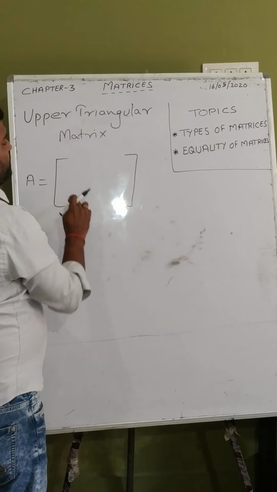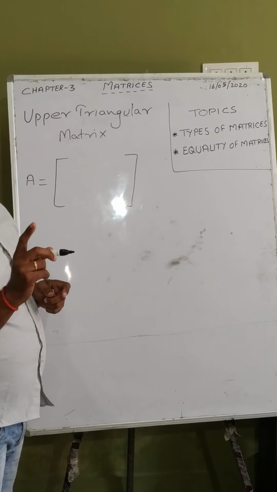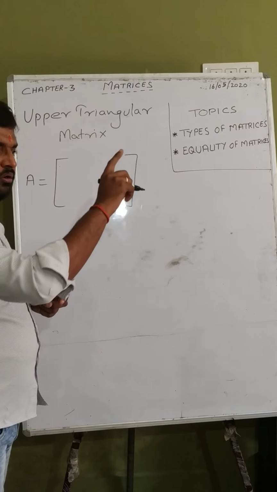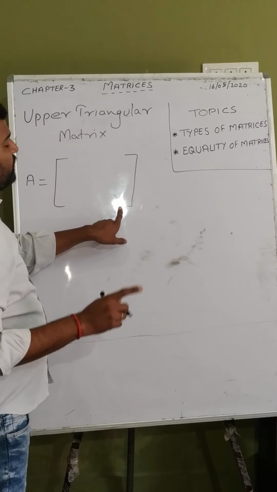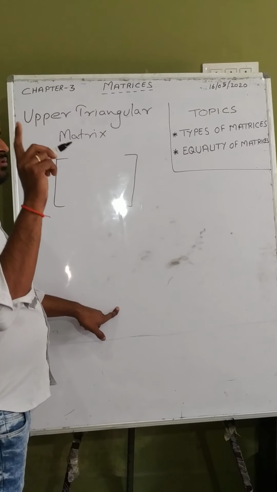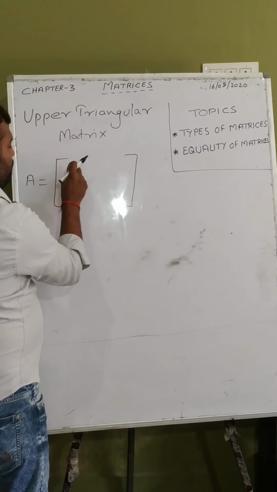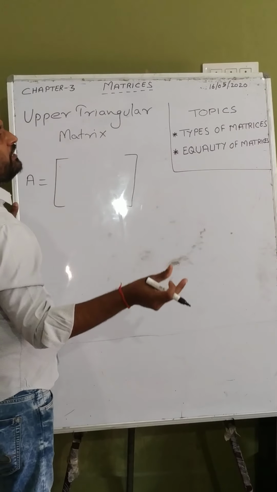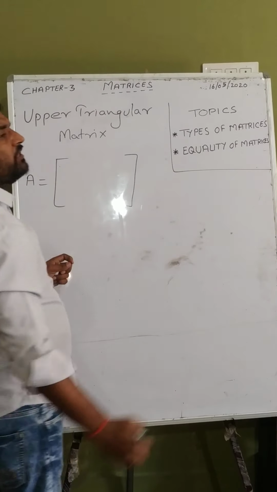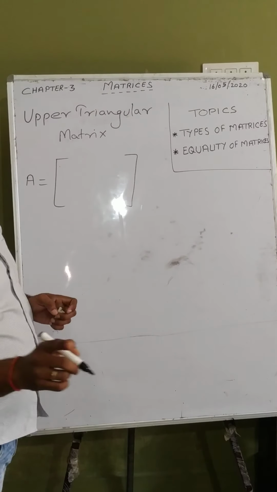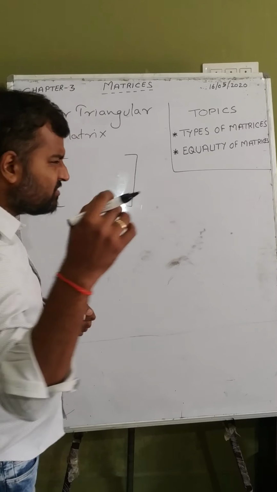See, what is the definition? A matrix in which all the elements below the diagonal elements are zero. What are the diagonal elements? Again I am repeating, those elements for which i equals j. So you need to identify which elements are the diagonal elements, and below those diagonal elements, if all the elements are zero, then these types of matrices are said to be the upper triangular matrix. Let us consider an example.